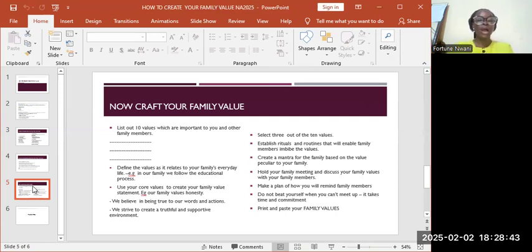Now, after making at least 10 important ones, you want to define the values as they relate to your family's everyday life. So if education is your family's value, then you want to define what it means. So if in our home we have a value of continuous education, it means that in our family we must follow the educational process. It means that everything that has to do with continuous learning is what we will be engaged in. It's what we'll be involved in.